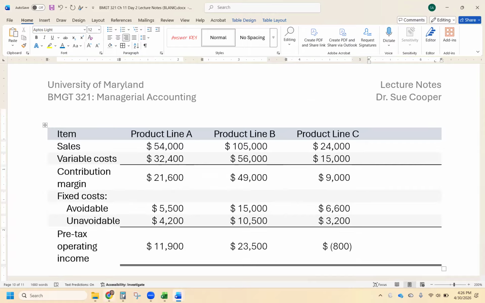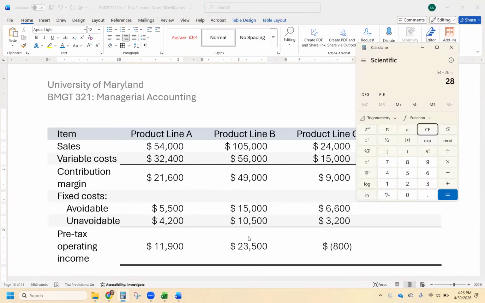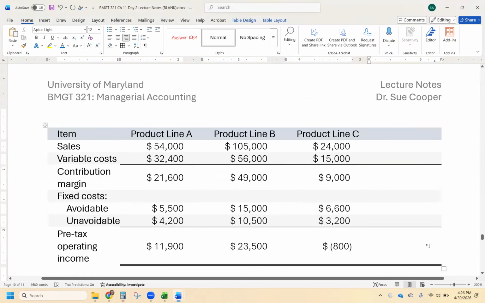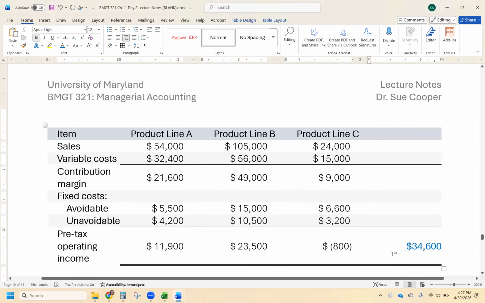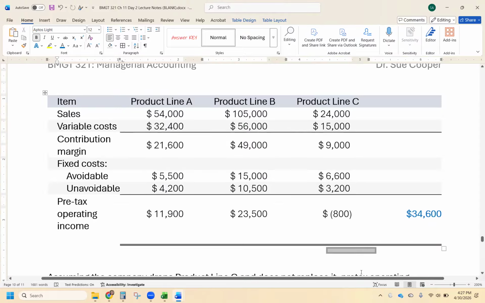Okay, so total for everything in the whole company. So product A is making 11.9, product B is making 23.5, and C is losing 800. So total overall profit is 34,600. So that's where we're at right this second. So if we don't make product line C, what will our pre-tax income be?